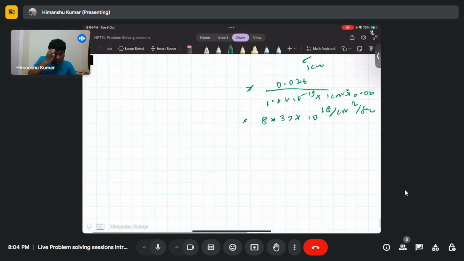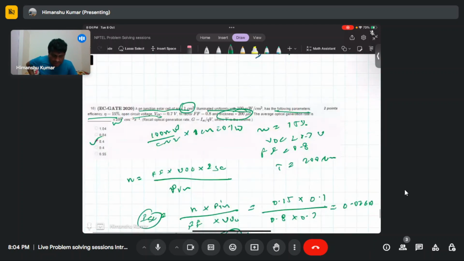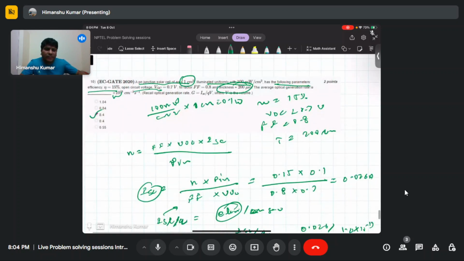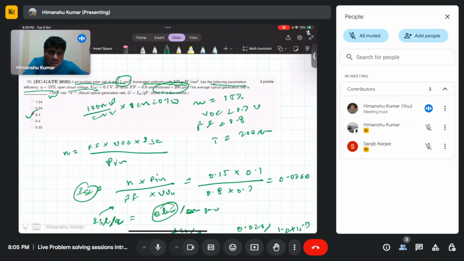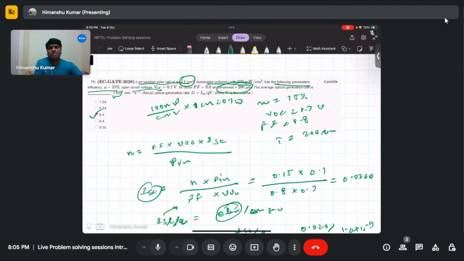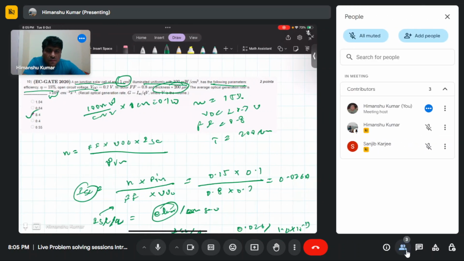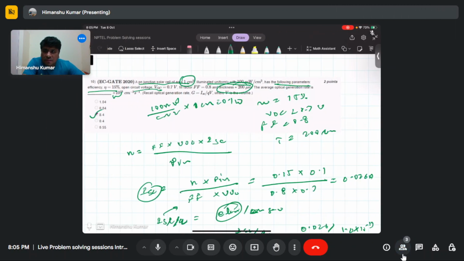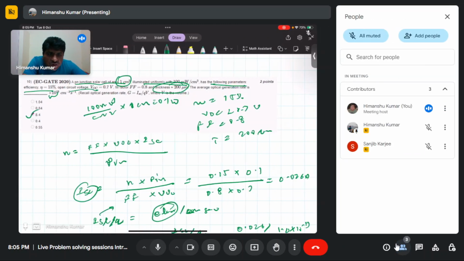So this was the last problem from my side. If you have any doubt, I will pause for some time. You can ask any doubt related to what I have covered in the lecture session. Hi Sanjeev, do you have any doubt related to the session today or previous session?